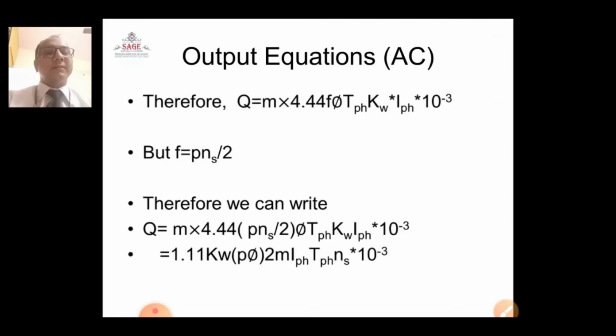Now again, here our effort is to give it a form where I can find total magnetic loading and total electric loading in this equation. I can clearly see P phi in the bracket, which forms total magnetic loading, and I can use this P phi to replace it with specific loading and product of main dimension. But what about this 2 m Iph Tph?